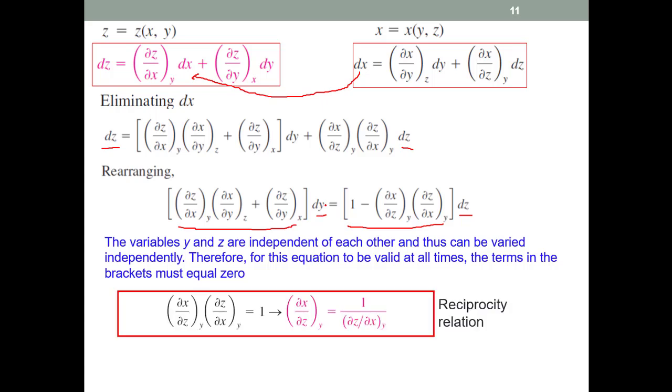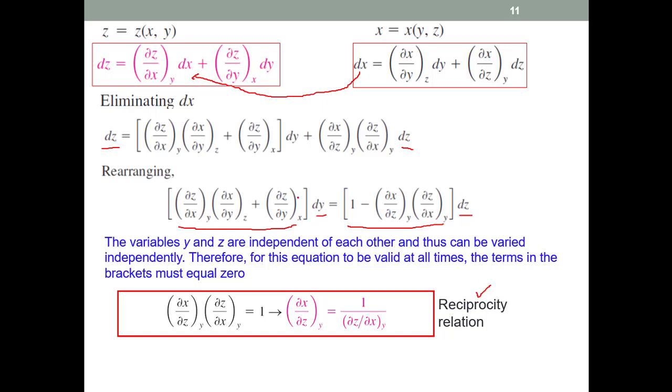So if we put the first term equal to 0, then this one will be on one side and the other will go on the other side. In other words, partial x by partial z when y is constant is equal to 1 by partial z by partial x when y is constant. You can see partial x by partial z is equal to 1 by partial z by partial x. So basically that's the reciprocity, x by z, z by x, both at constant y. That's called the reciprocity relation.